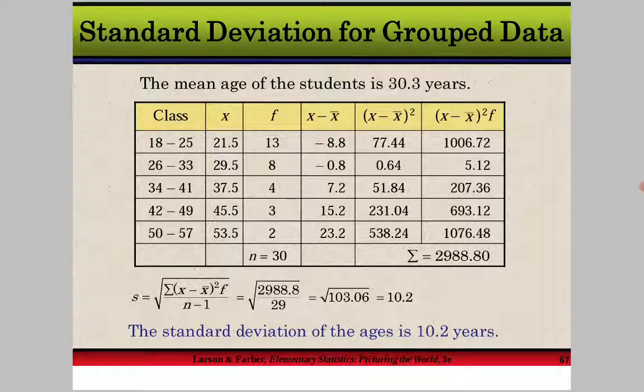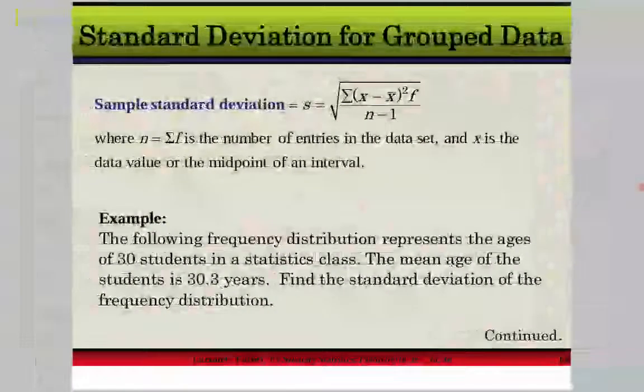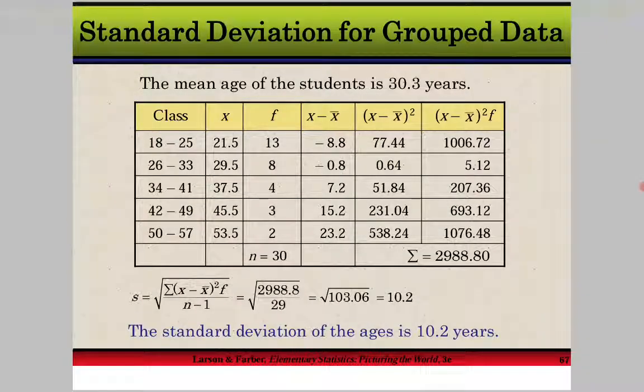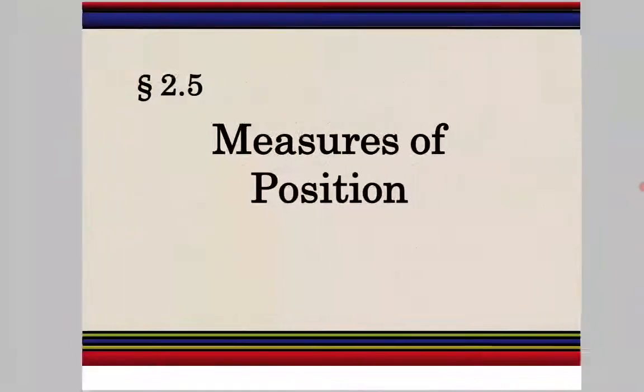2988.80. So the formula for sample standard deviation is S equal to the square root of sigma f times (x minus x bar) whole squared, divided by n minus 1, where n is the sum of the frequencies. So here, square root of 2988.8 by 29, that is square root of 103.06, that is 10.2. So the standard deviation of the ages is 10.2 years. And you have to buy a calculator also, a new calculator, to do all these things.